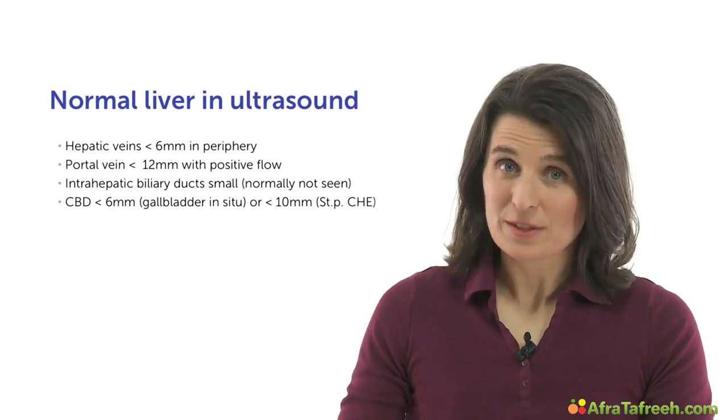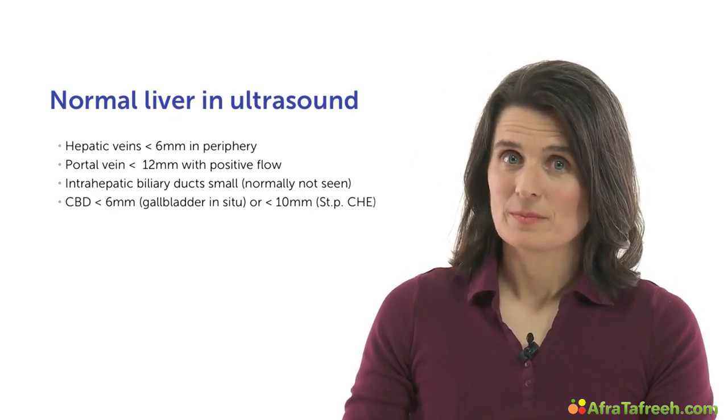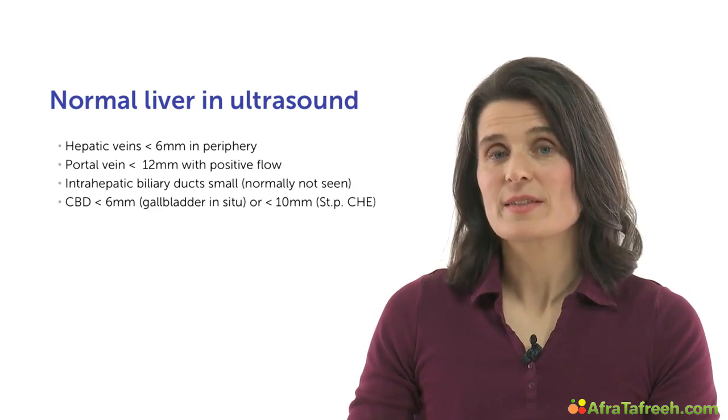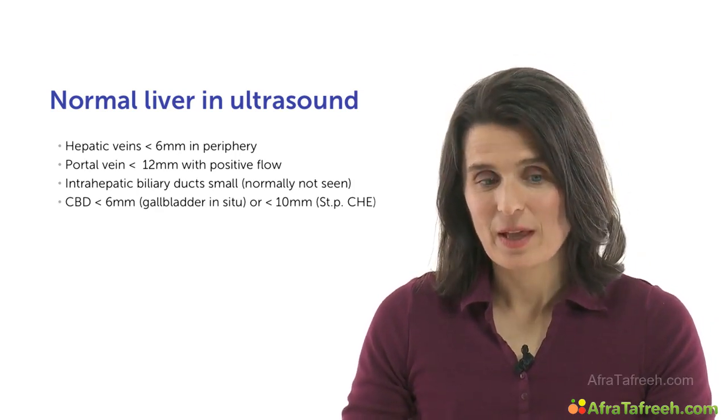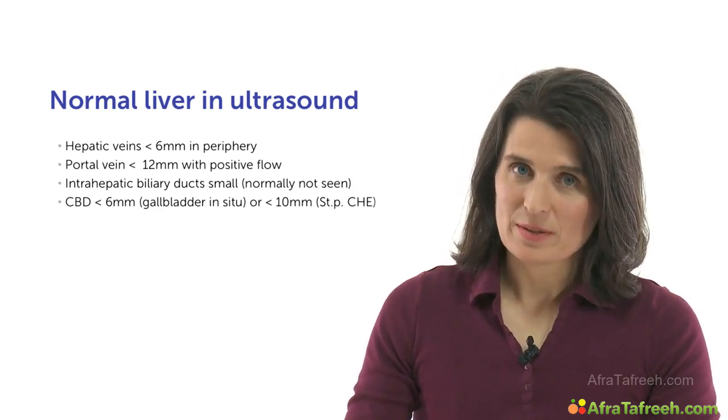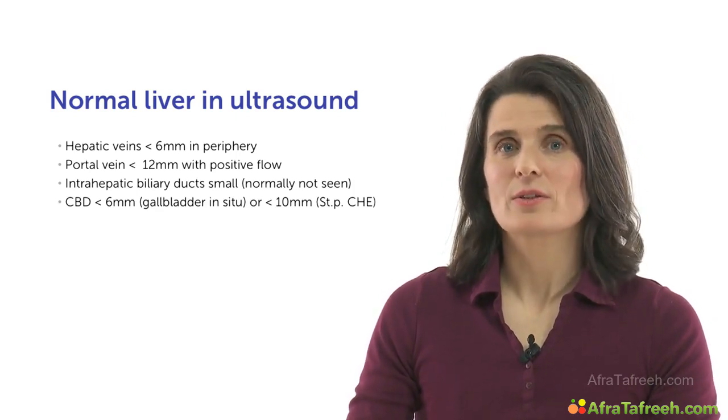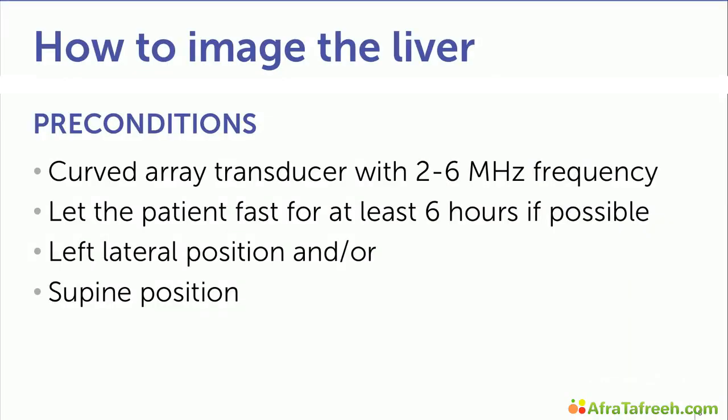Also, the common bile duct should be measured. Normally, it's less than 6 millimeters when the gallbladder is still present, and less than 10 millimeters when the patient has undergone cholecystectomy. For having the best preconditions, our patient should fast for at least 6 hours, if possible, to have an empty stomach.